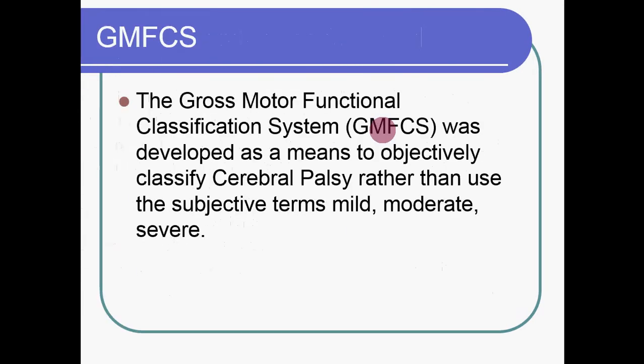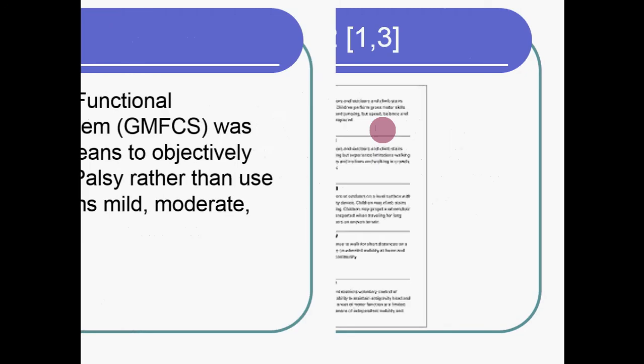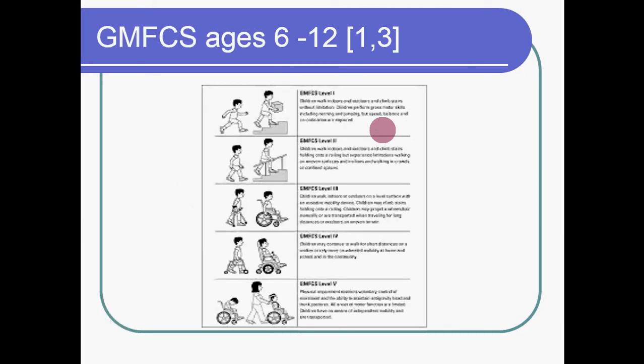presentation. The gross motor functional classification system was developed as a means to objectively classify cerebral palsy rather than use the subjective terms mild, moderate, or severe. Here's a picture of the gross motor functional classification system in children ages 6 to 12. I apologize that the descriptors did not show up quite as well, but we can talk about the pictures. You can see that it goes from level 1 through level 5, level 1 being the least impaired, and level 5 being the most impaired.